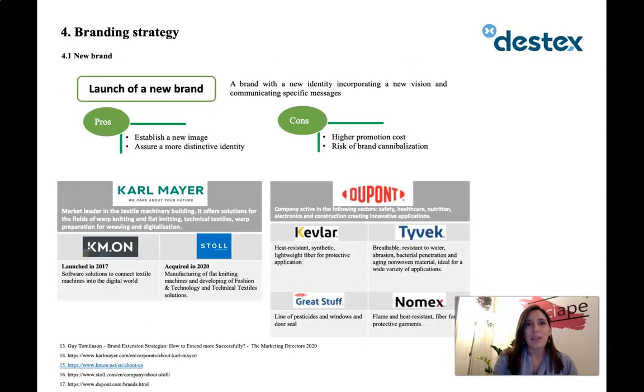The launch of a new brand presupposes a new identity incorporating a new vision and communicating specific messages. We report here two examples, those of Kurt Meyer, market leader in the textile machinery sector, who launched in 2017 Kmon, a brand of software solutions to connect textile machines into the digital world, and the one of DuPont that launched a different brand for the commercialization of fibers, having advanced properties to be applied in the technical textile sector.